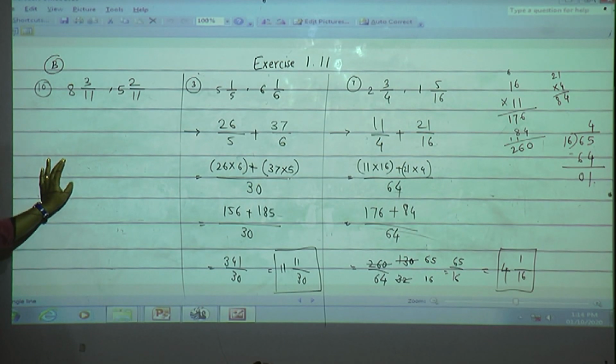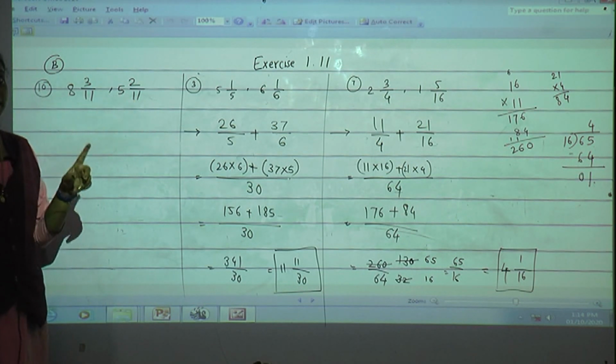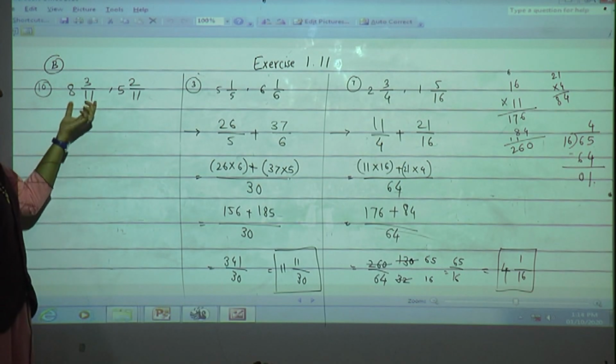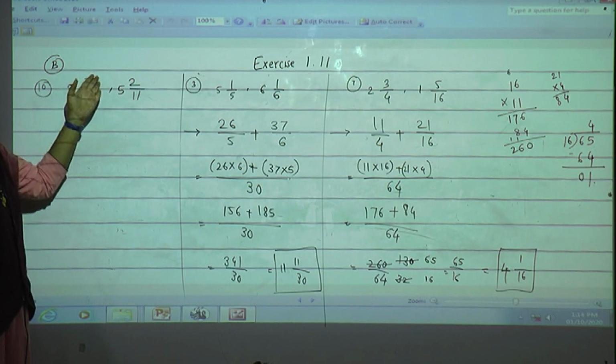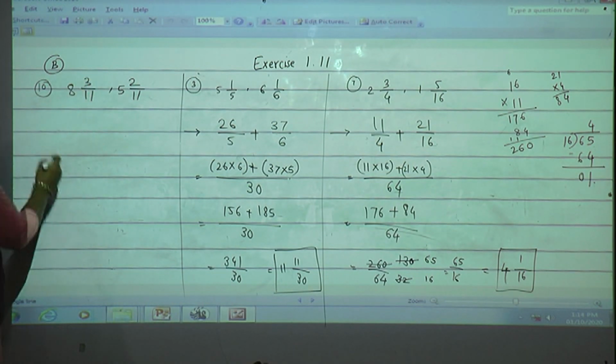Do we need to convert into improper fractions for this question? No, not at all. Why? Because the denominators are same. Just observe. You have to observe the question properly. If you don't observe, you will go with the same steps: multiplication, then addition, then LCM. No need for this question.